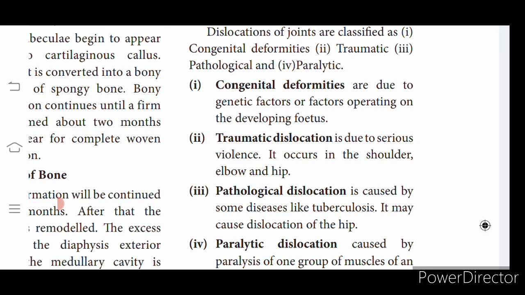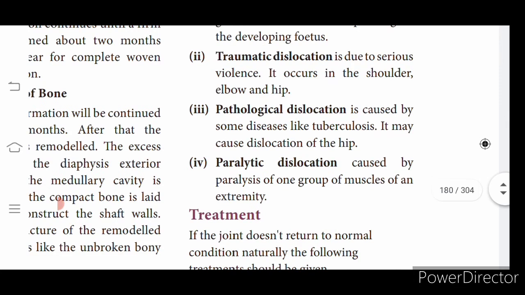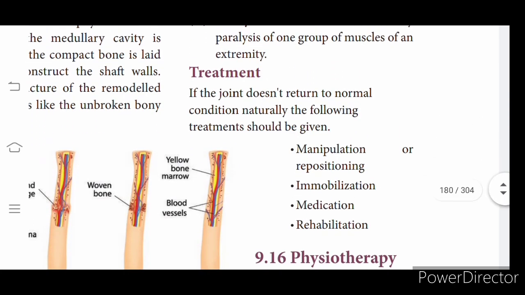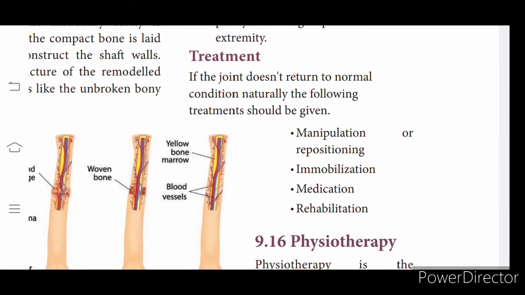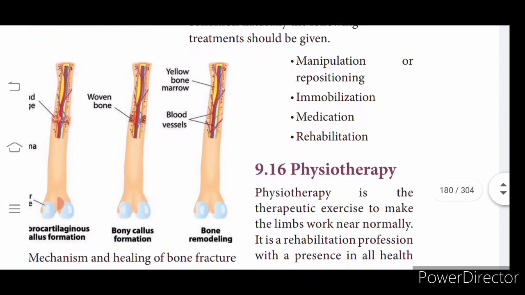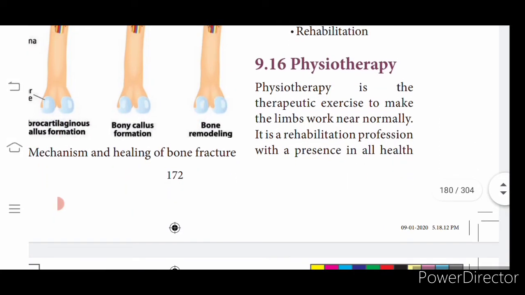Traumatic dislocation is due to serious violence. It could occur in the shoulder, elbow and hip region. Pathological dislocation is caused by a disease such as tuberculosis. Paralytic dislocation is caused by paralysis of one group of muscles in an extremity. So these can be treated. If the joint does not return to normal naturally, the following treatments could be given: manipulation, mobilization, medication and rehabilitation.